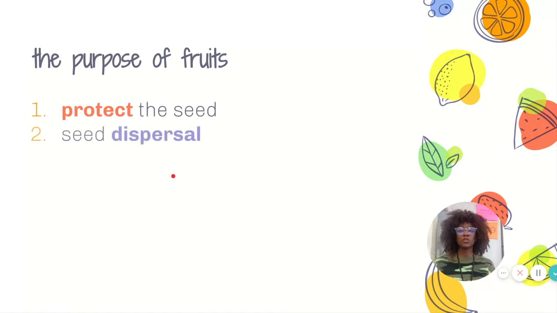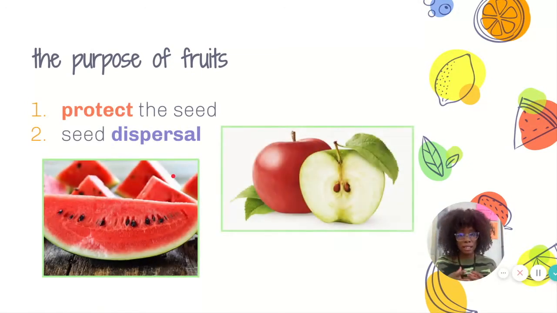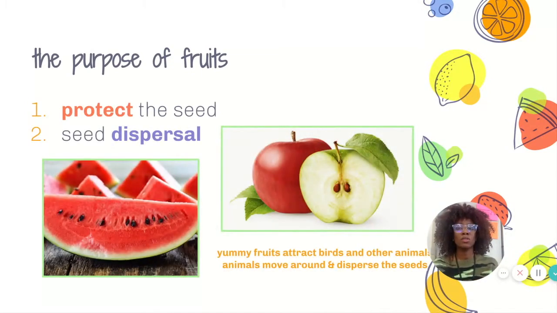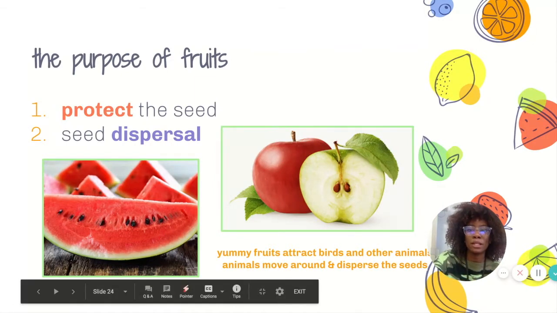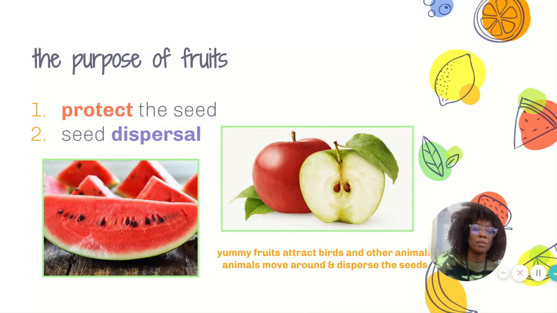The purpose of fruits. Fruits are designed to, again, protect the seed, okay? And they are also designed for seed dispersal. So here's the seed. Inside of the seed, there's a developing embryo and food for the developing embryo, okay? And there's this fruit that is around it that protects it, okay? It also attracts animals like birds or humans.